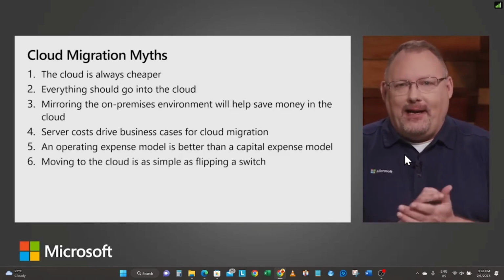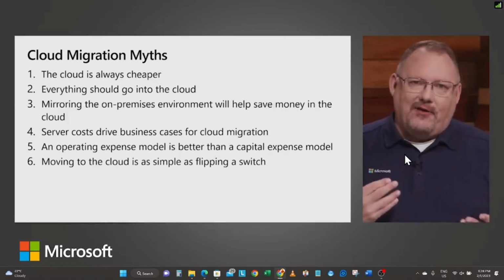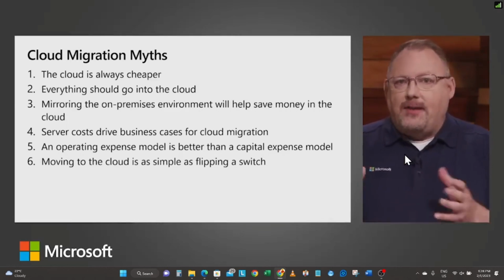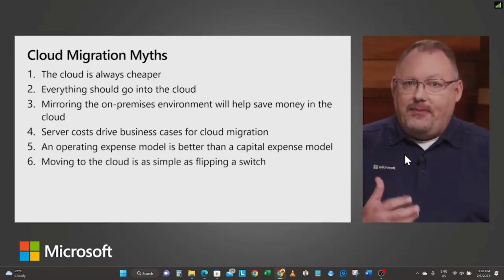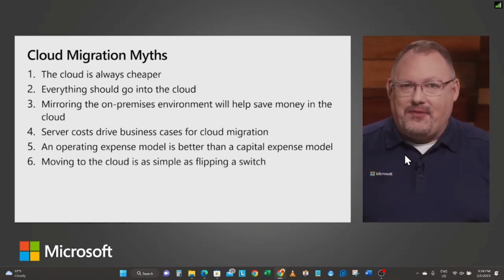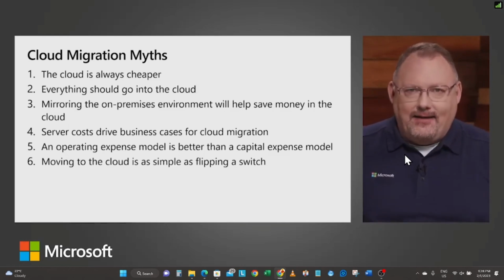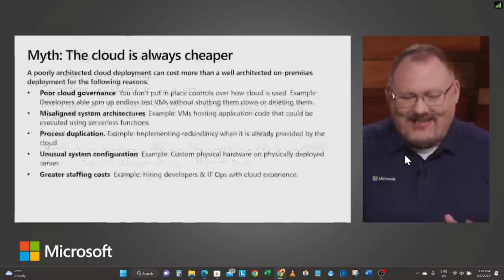This one's probably my favorite. One of the fundamental tenets of the cloud model is that we go from a capital expense. So on-prem, when you buy hardware, it's a capital expenditure. That hardware is on your books. And we go to operational expense. We're going to talk more about that. Is operational expense better? I don't know. That's a myth, though, because we'll tell you that. Moving to the cloud is as simple as flipping a switch. Hopefully you already know, guess what? That's not the case, all right?